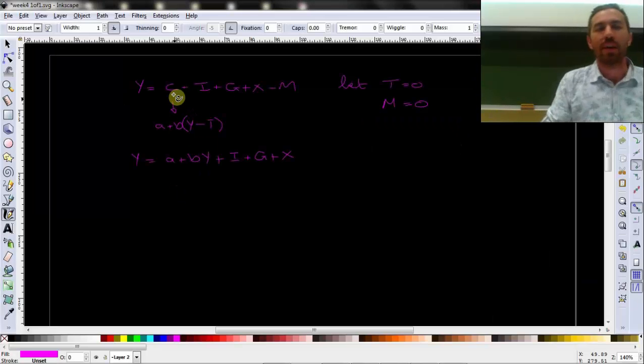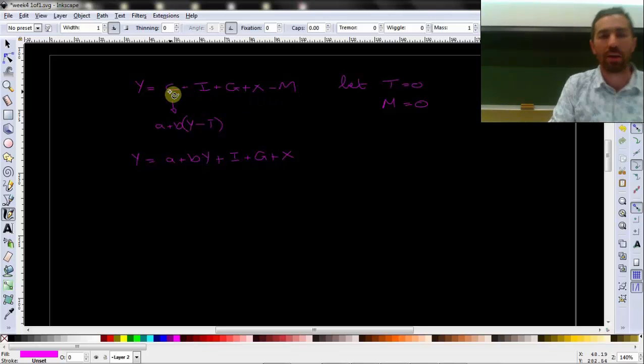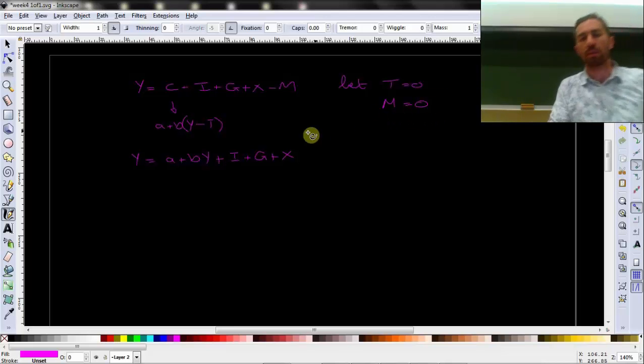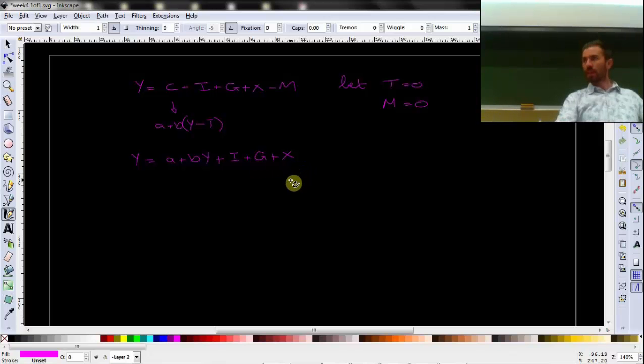Okay, so here's our equation. Y equals C plus I plus G plus X minus M. And we know the consumption is A plus B times (Y minus T). For now, let's just let taxes equal 0, let imports equal 0. We can change that just now. Therefore, we can write this equation as Y equals A plus BY plus I plus G plus X. Okay?